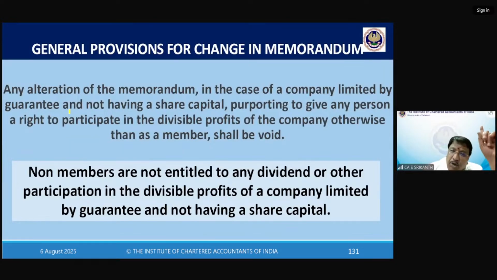See, do you remember? No provision in the memorandum can ensure that, in the case of a company limited by guarantee and not having share capital, any person has the right to participate in the divisible profits unless he is a member. Same provision here also. There, at the time of registering the memorandum, you cannot have such a provision. Here, at the time of alteration, you cannot create any such provision. That's all. What was said there, they are saying again here with respect to alteration of the memorandum.